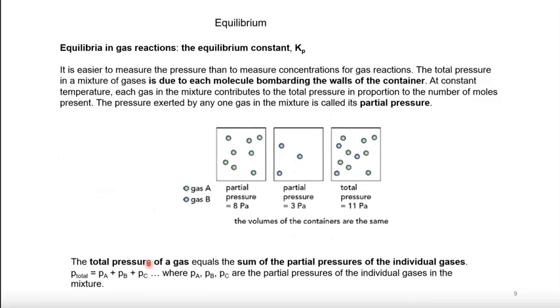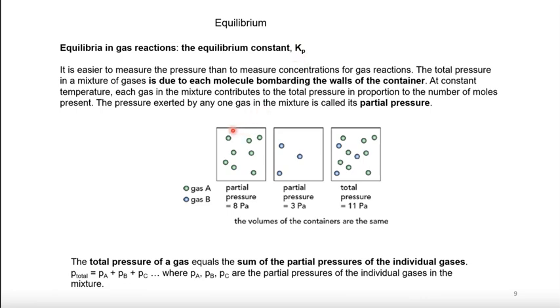Okay, we were talking about concentration, but we do have gas reactions, many gaseous reactions, and there is another possibility of finding the equilibrium constant by partial pressure. That one is symbolized as Kp, not Kc. Kc means equilibrium constant in terms of concentration, and Kp means equilibrium constant in terms of pressure.